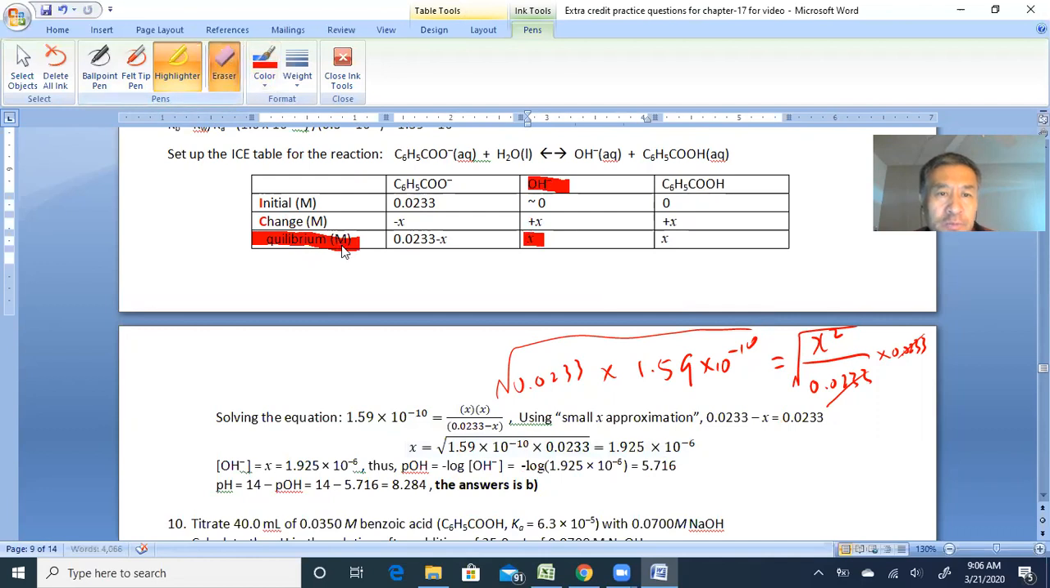So we find the hydroxide molarity equal to x equals 1.925 times 10 to the negative 6. And we take the negative log of the hydroxide molarity, and we get a pOH, so we have 5.716. The problem is to find the pH. So pH is equal to 14 minus pOH, equals 14 minus 5.716, equals 8.284. And the answer is B.